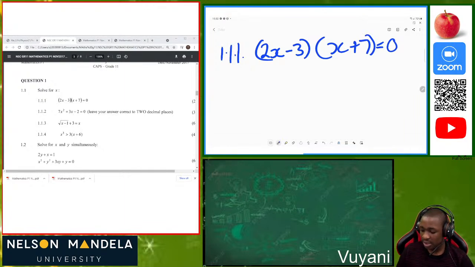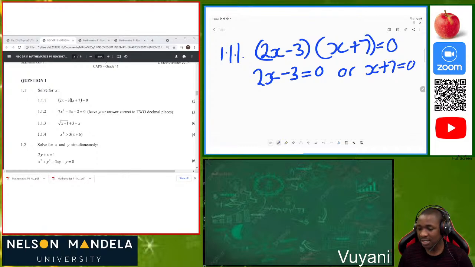Now we're going to say that 2x minus 3 is equal to 0, or x plus 7 is equal to 0. So we are taking the factors and equating them to 0 so that we can solve for x. And we know that we only want x, so what do we do? We transpose our 7 and we're going to have negative 7, because since it's a positive 7 on the left hand side, when we transpose the positive 7 to the other side after the equal sign, it's going to be negative 7.